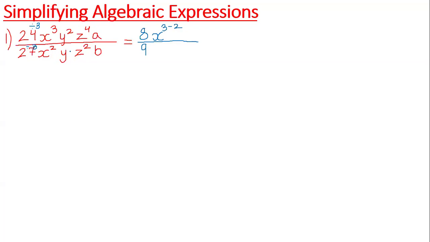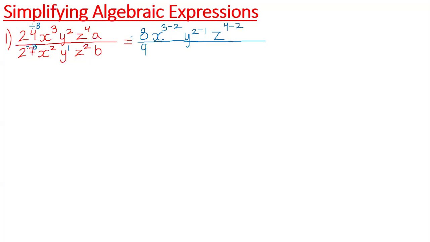Now, with y by itself, the power here is going to be what? 1, right? So it's going to be y squared minus 1. And then with z, what are we going to do? It's going to be 4 minus 2. So z to the power of what? 4 minus 2, minus 2.